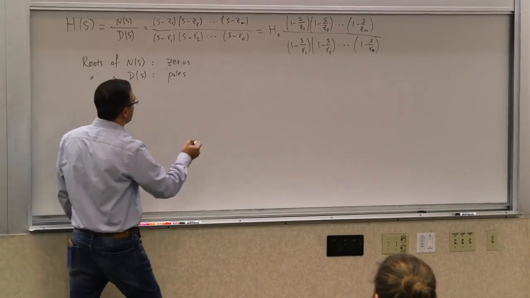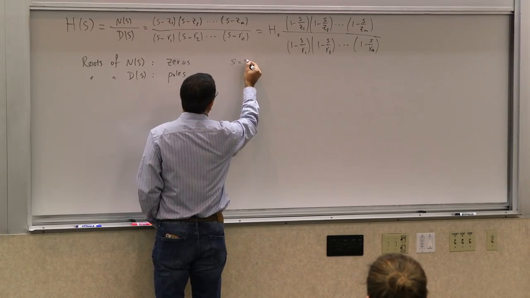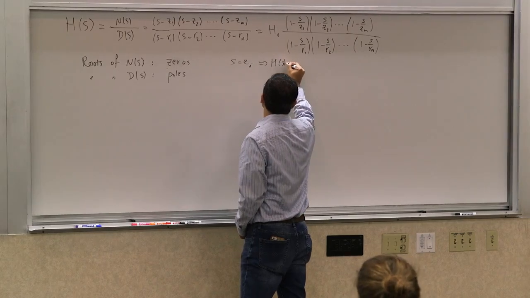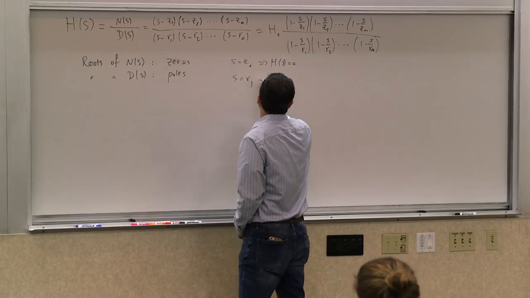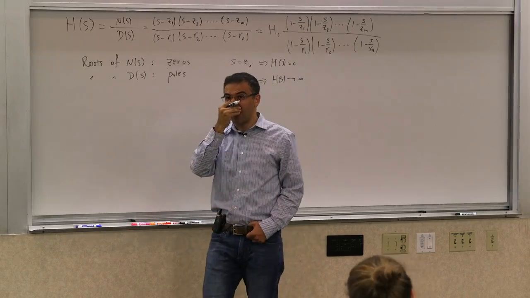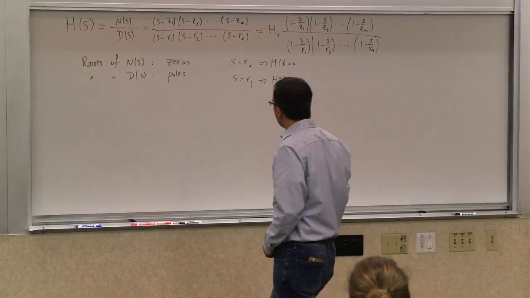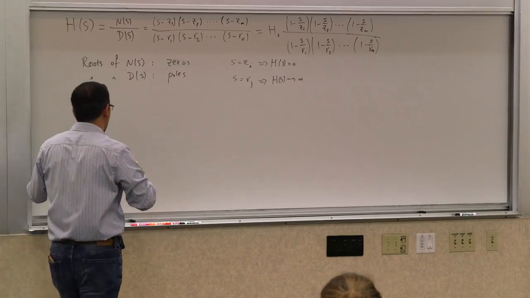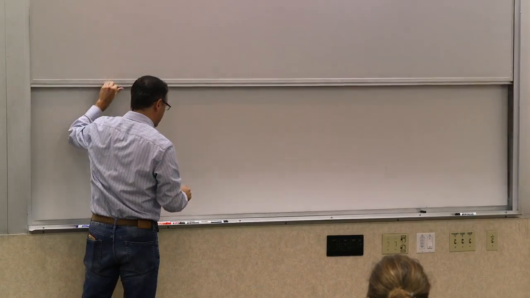So zeros are essentially the S's, the frequencies at which, with S being one of the Zi's, it makes H of S zero. And for S being equal to one of the pole frequencies, H of S goes to infinity. So the transfer function blows up at those natural pole frequencies. This is all nice and good, but it's a useful way to think about it, and an important way to visualize these things.